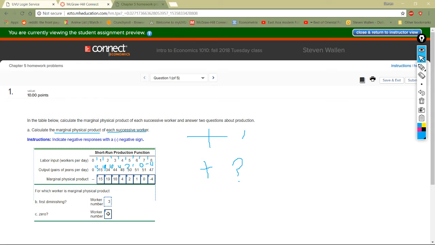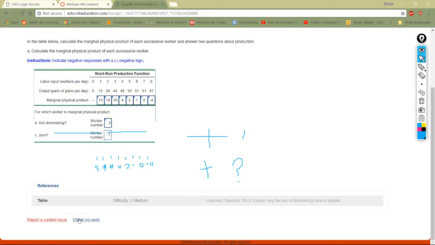And then, if we come over here to 0, when did it become 0? Right there at the 7th worker. Let's go ahead and check and see if we did it right.